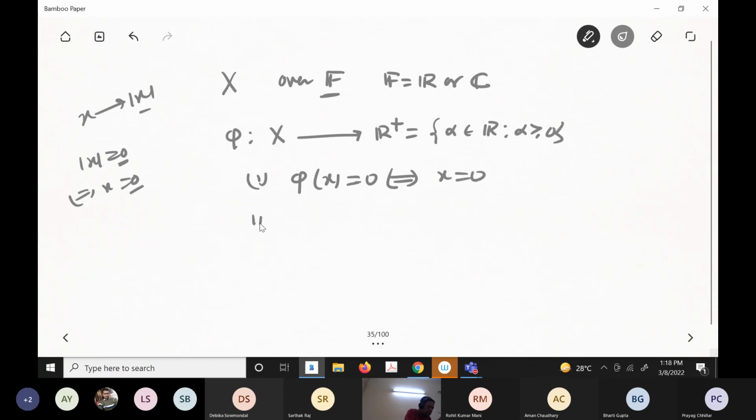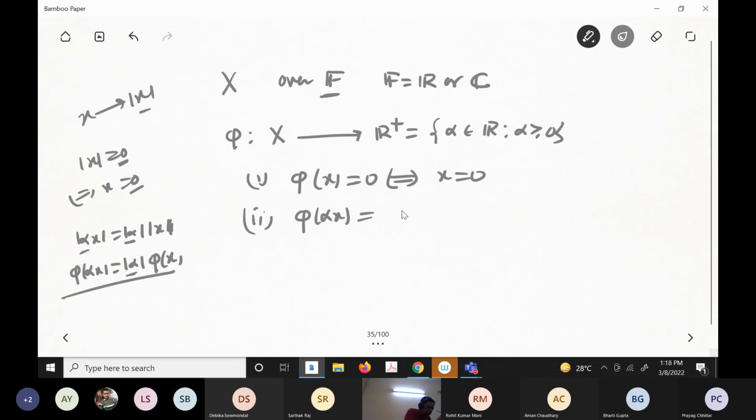Second, phi of alpha x equals mod alpha times phi of x. This is for the scalar; that's the absolute value, I'm keeping it separate. You should write for all alpha belonging to F and for all x belonging to X. And third, the triangle inequality. How will it look like?